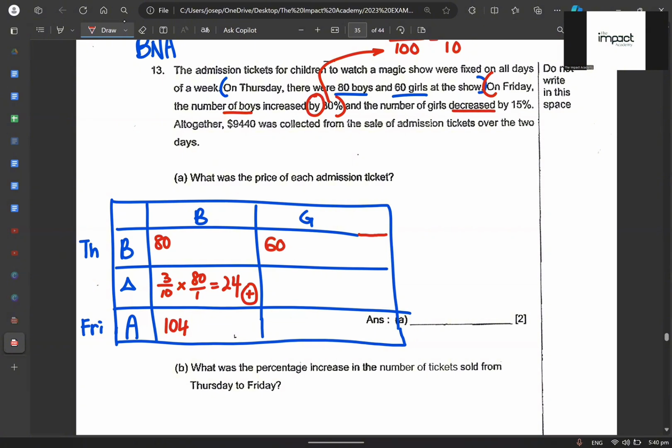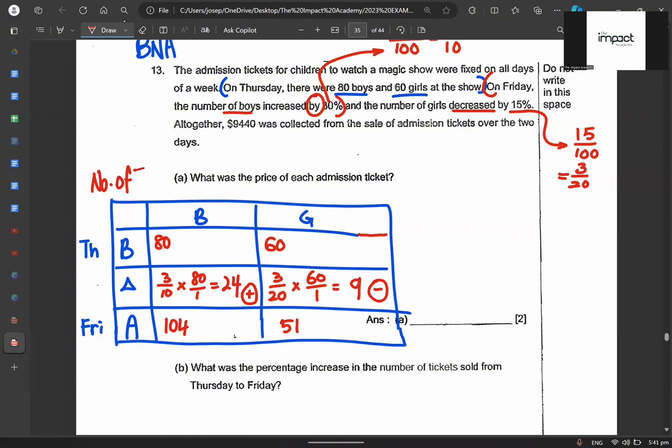Then decrease by 15% for girls. So 15 over 100. Am I making sense? All right, we get to 3 over 20. Very good. So 3 over 20 times 60 over 1. Does that make sense to you? All right, so 9 girls left. Or in fact, sorry, not left, but that is the decrease on Friday. Make sense? Okay, so these are all about the number of tickets.